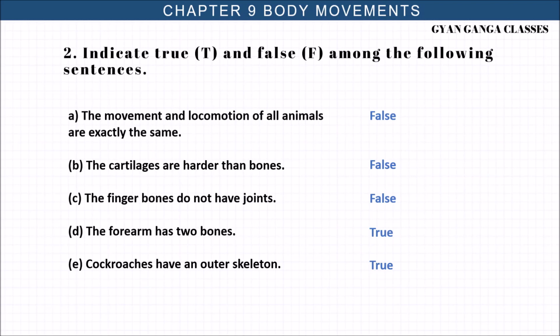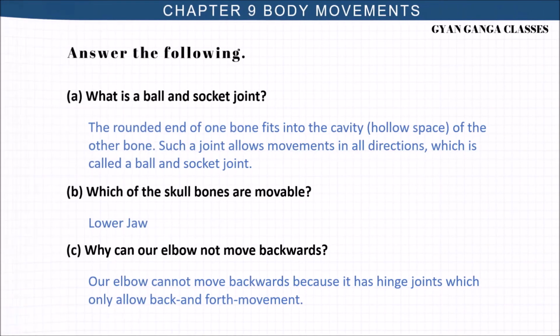The forearm has 2 bones. Is it true? Forearm means the first lower part. Yes, it is true. Cockroach have outer skeleton. Again it is true. It is an exoskeleton animal.